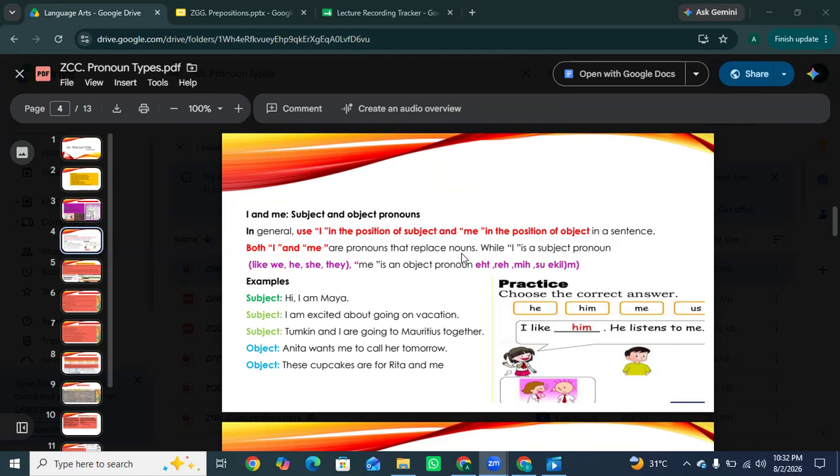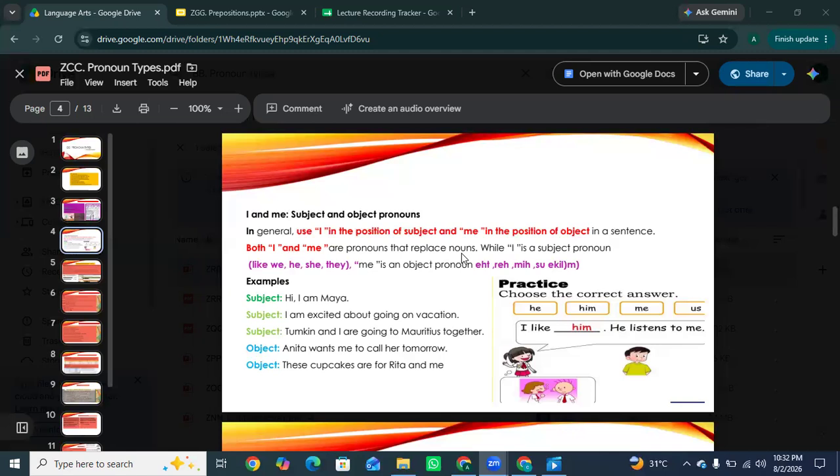So let's discuss examples. Subject: I am Maya. I am excited about going on vacations. Pumpkin and I are going to Mauritius together. In these sentences, I is a subject doing the action. In the last sentence, both Pumpkin and I are performing the action of going. So these are subject pronouns.